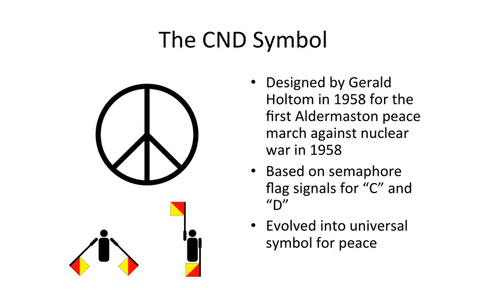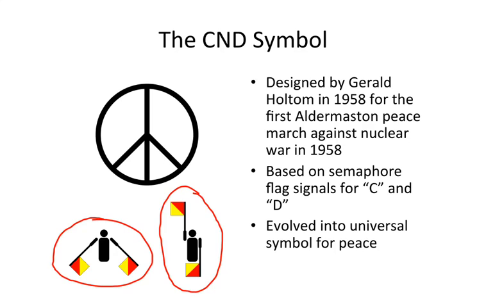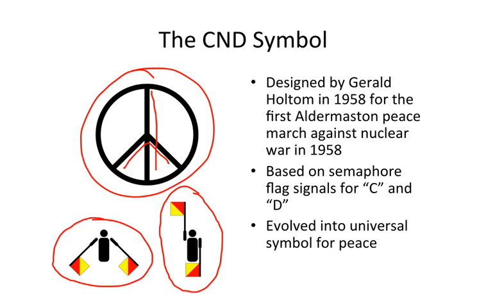So what Holtham did is he took the semaphore signal flag notations for the letter C and the letter D, and he put them together, C right here and D right here, put them all in a circle, and you have the symbol designed by Holtham for the first Aldermaston Peace March against nuclear war, which was held in 1958.